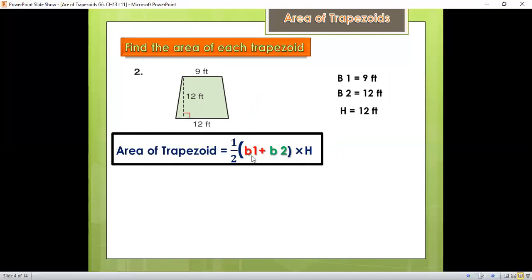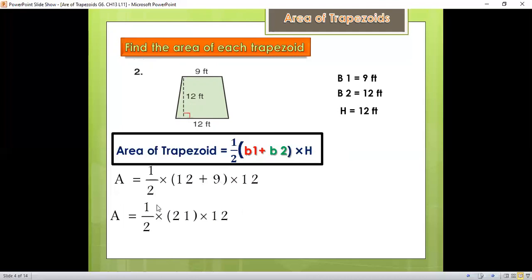By substitution, A equals half multiply base 1 plus base 2: 12 plus 9, multiplied by height, which is 12. Then half multiply 12 and 9. 12 and 9 equal 21. Then half multiply 21 multiply 12.